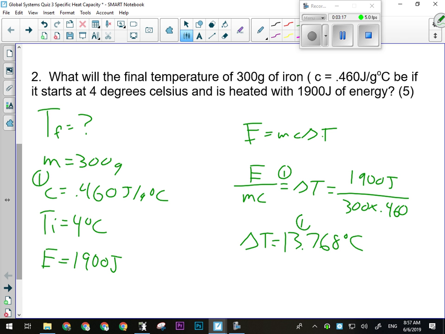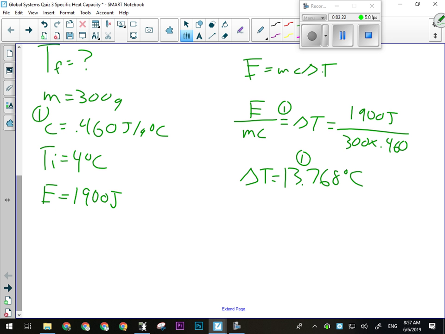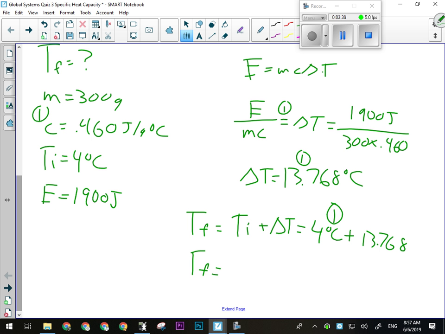All right, so we'll give them a mark if they have the correct change in temperature. That'll be their 3rd mark, okay? Their 4th mark will be for figuring out that to get the final temperature, they have to take the initial plus the change. So if they wrote something like 4 degrees Celsius plus 13.768, they can have a mark for that step. And the final temperature is going to be 17.768. If they just wrote 18 or they have 17.8, that's fine. Degrees Celsius, 5th and final mark.